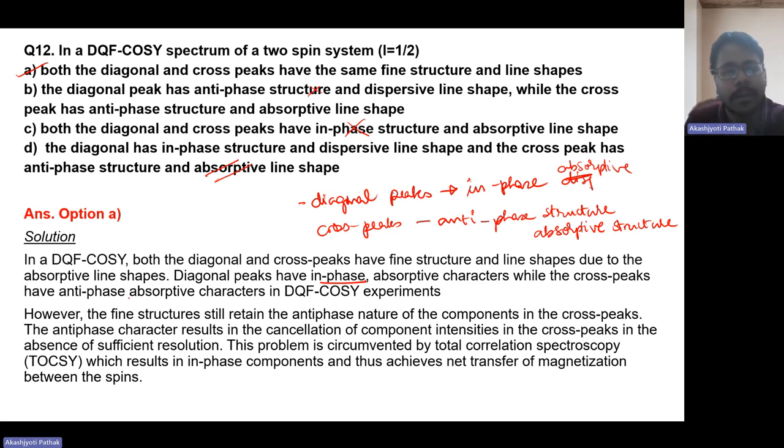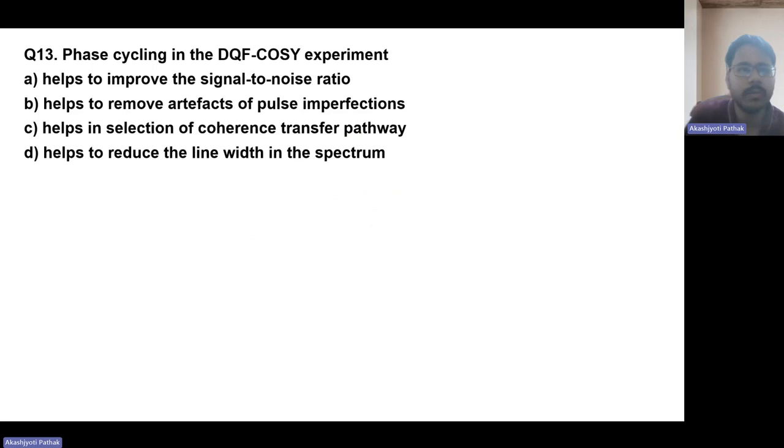And because these cross peaks have anti-phase absorptive characters, I think I've learned about the TOCSY 2D NMR spectroscopy method. In this TOCSY method, this antiphase absorptive character in the cross peaks has been converted to in-phase absorptive character by modifying the pulse sequence. Okay, so that is what is written here. Now I'll move to the next question.